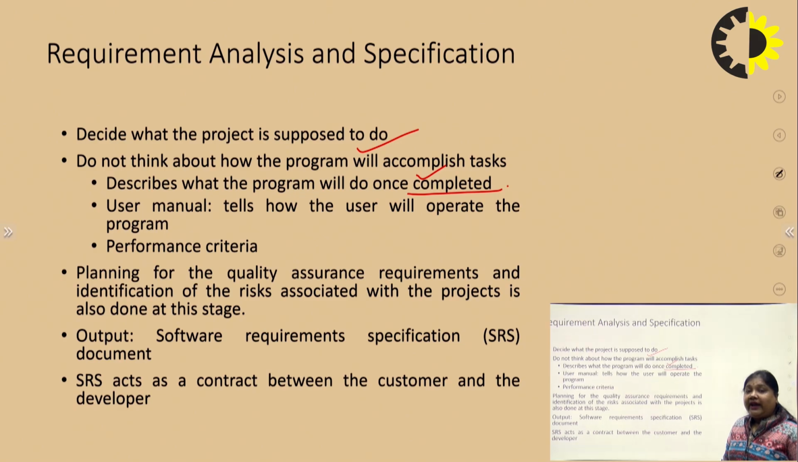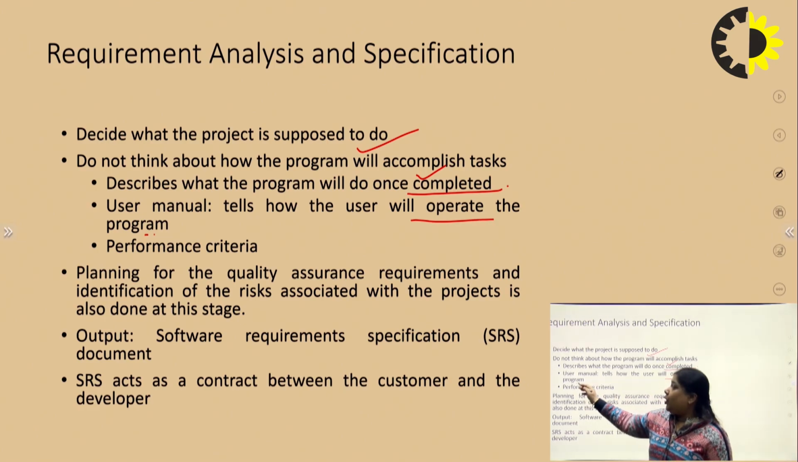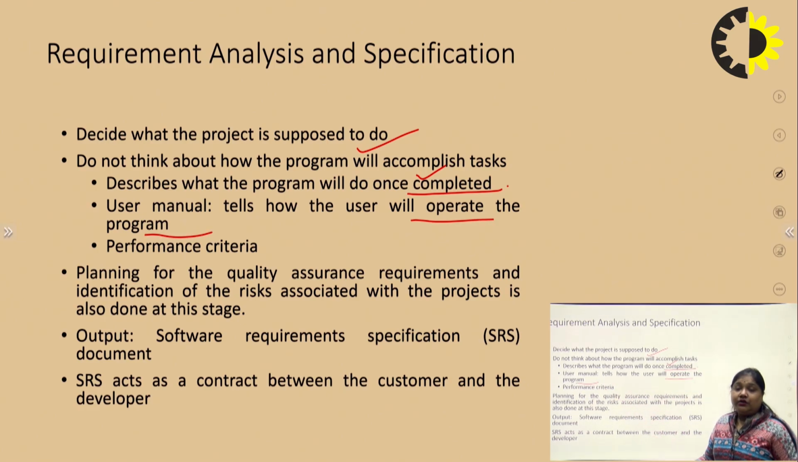It includes a user manual which tells how the user will operate the program, with all the steps for how the software works. The performance criteria are also described in this document. Planning for quality assurance requirements and identification of risks associated with the project is also done at this stage, and the output of this stage is the software requirement specification document, called the SRS document.